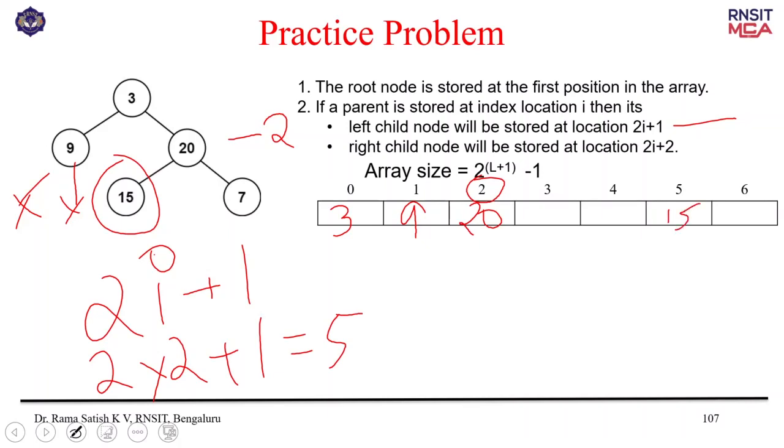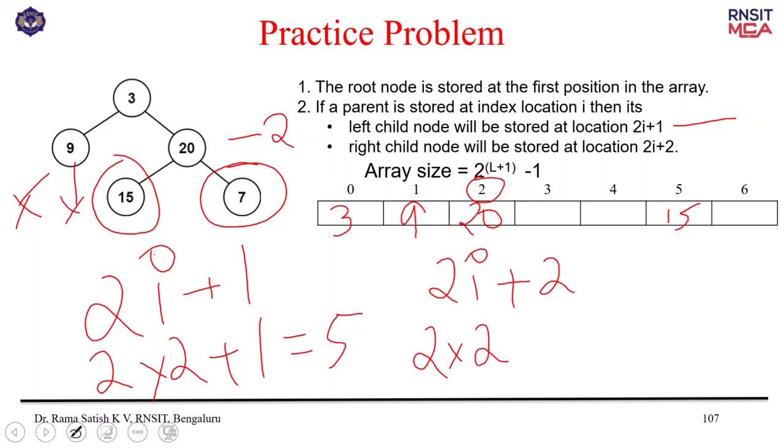And next is 7. 7 is a right element. If it is a right element, the formula changes to 2i plus 2. The position of the parent is 2, so 2 into 2 is 4, 4 plus 2 is 6. So in the 6th position, 7 is stored.